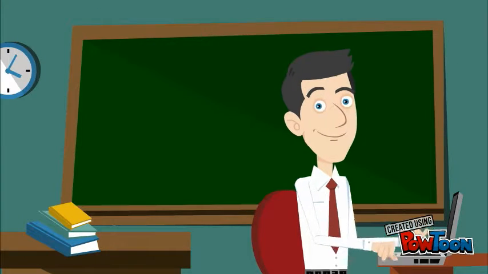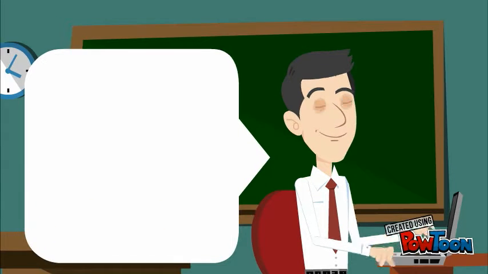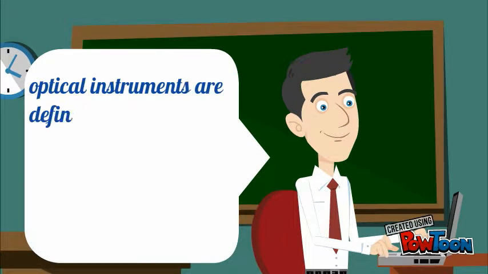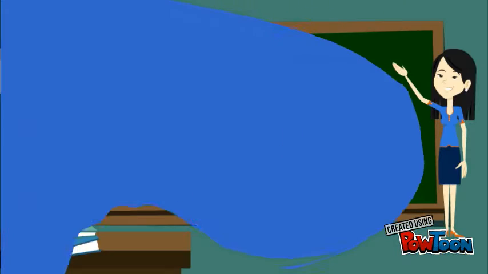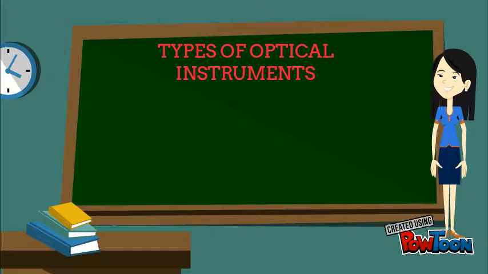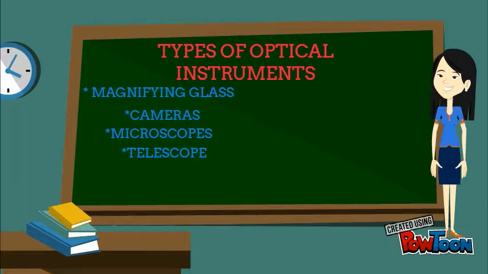Hello friends, do you know what optical instruments are? Let's tell you. Optical instruments are the instruments or devices which are used to enhance the viewing capacity of the human eye. There are 5 types of optical instruments based on reflection and refraction of light. They are magnifying glasses, cameras, microscopes, telescopes, and the human eye.